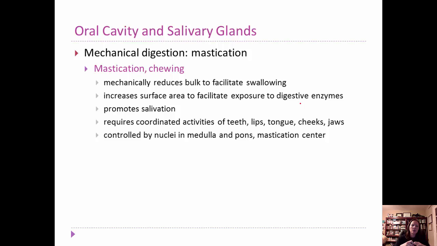Mastication is going to require a lot of different structures in the mouth: the teeth, the tongue, the lips, the cheeks, and the jaw. So we actually have a mastication center, a chewing center. Remember, most of our reflex behaviors come from the medulla, and that's exactly what we have here. The medulla and the pons are where the mastication center is located. So that's how this is controlled.